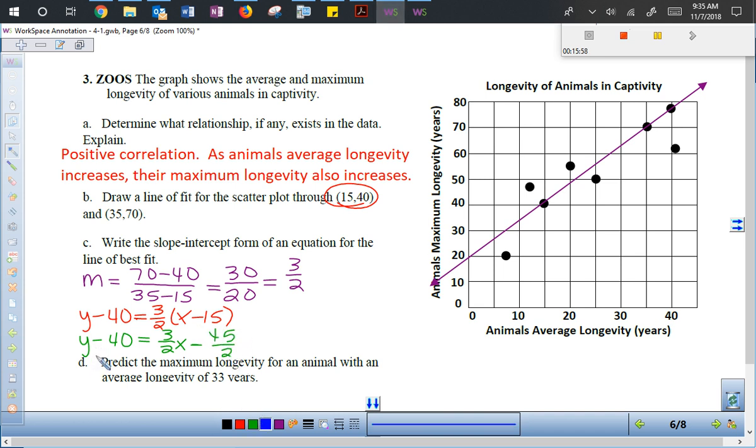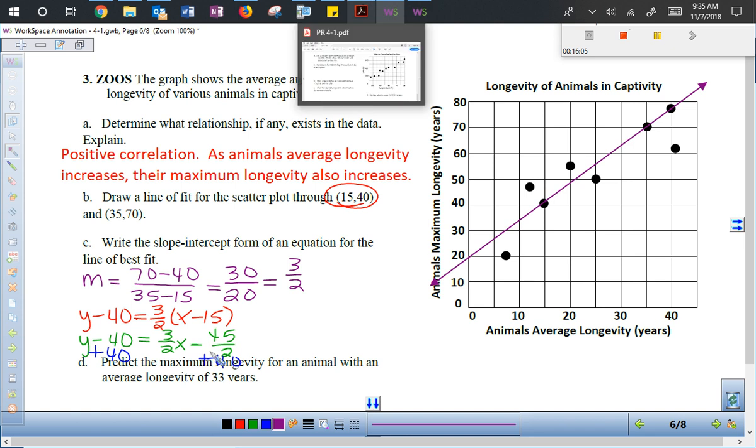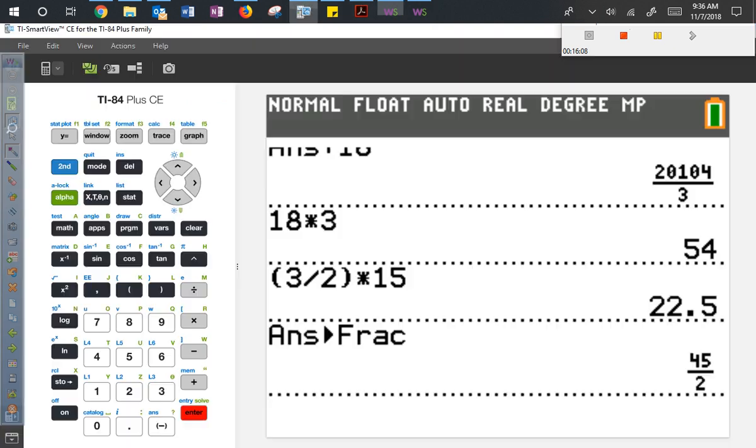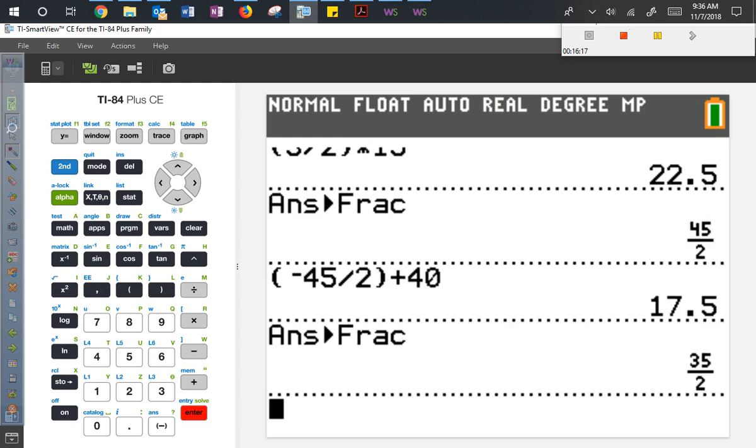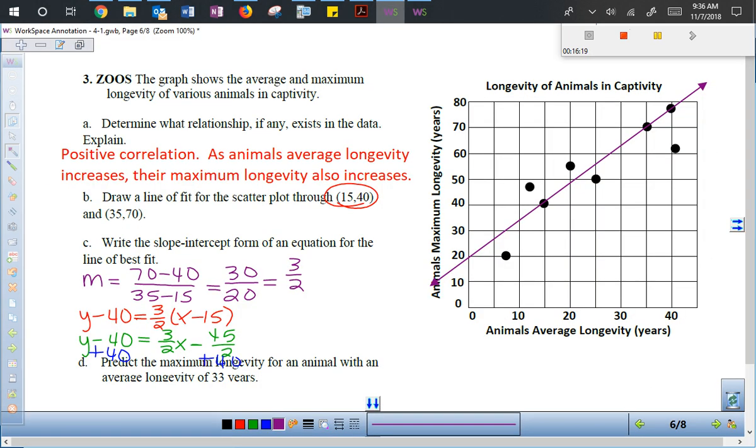Next to solve, I just want to add 40 to each side. So in my calculator, I need to take negative 45 over 2, and I want to add 40 to that fraction. Make sure you turn your answer again into a fraction, an improper fraction, and we should get y equals 3 halves x plus 35 over 2. So these fractions weren't nearly as bad as the ones on the front page.